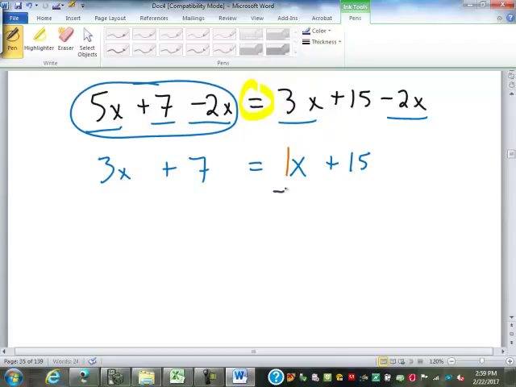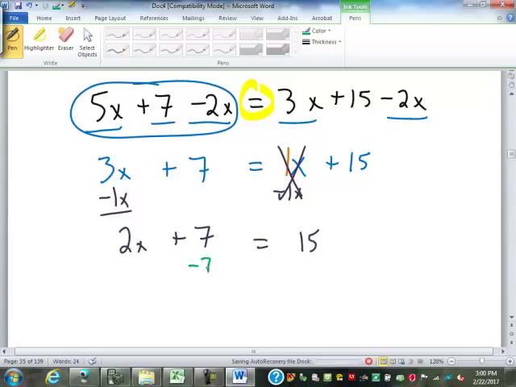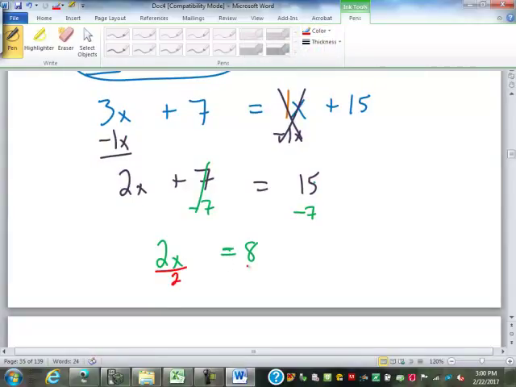Subtract 1x. We're going to subtract 1x. So that's gone. We just have 15 on the right side. We subtract 1x on the left side, which leaves us with 2x. And we still have the +7. Good job. Now what's next? Subtract 7. Good. We subtract that 7. So we're left with 2x over there. 15 minus 7 is 8. And finally, divide by 2. x equals 4. Perfect. x equals 4 again.